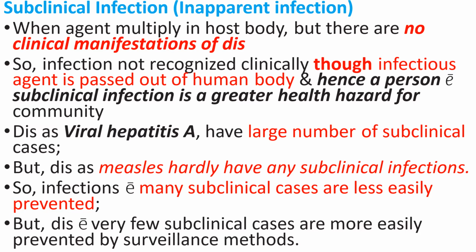Diseases such as viral hepatitis A have a large number of subclinical cases, but diseases such as measles hardly have any subclinical infections. So infections with many subclinical cases are less easily prevented, but diseases with very few subclinical cases are more easily prevented by surveillance methods.